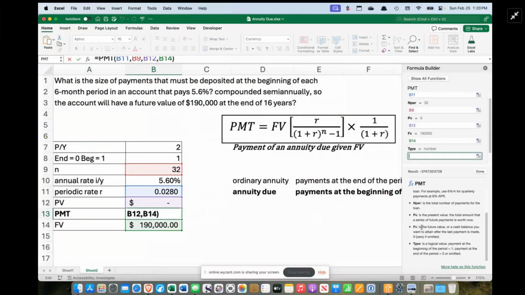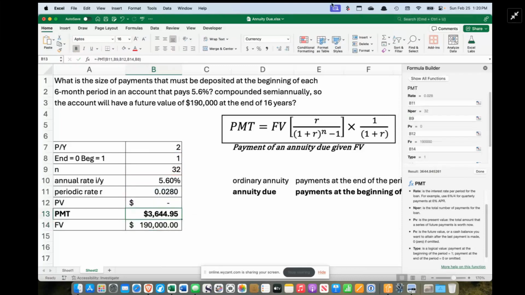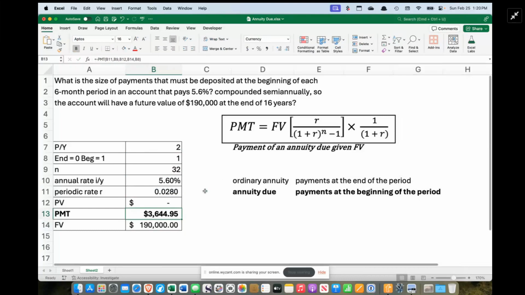The payments, now watch, the payments happen at the beginning of the period, so we need to put a 1 here. I'll just point to the 1 that we have already used. And so we're done. Our answer is $3,644. The way that Excel works is it's a negative payment. You're paying $3,644 to receive $190,000. We can take that negative number out and just make it negative. Negative makes it positive. And so the answer, whether you use the formula or use Excel or use a financial calculator, the answer should be $3,644.95.